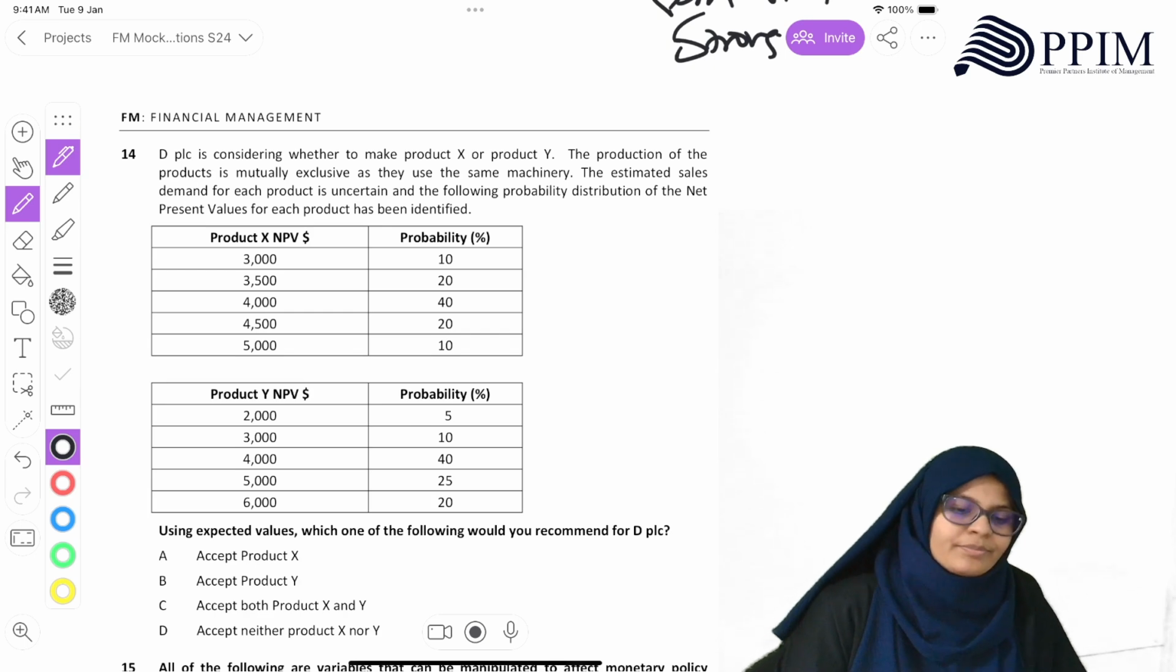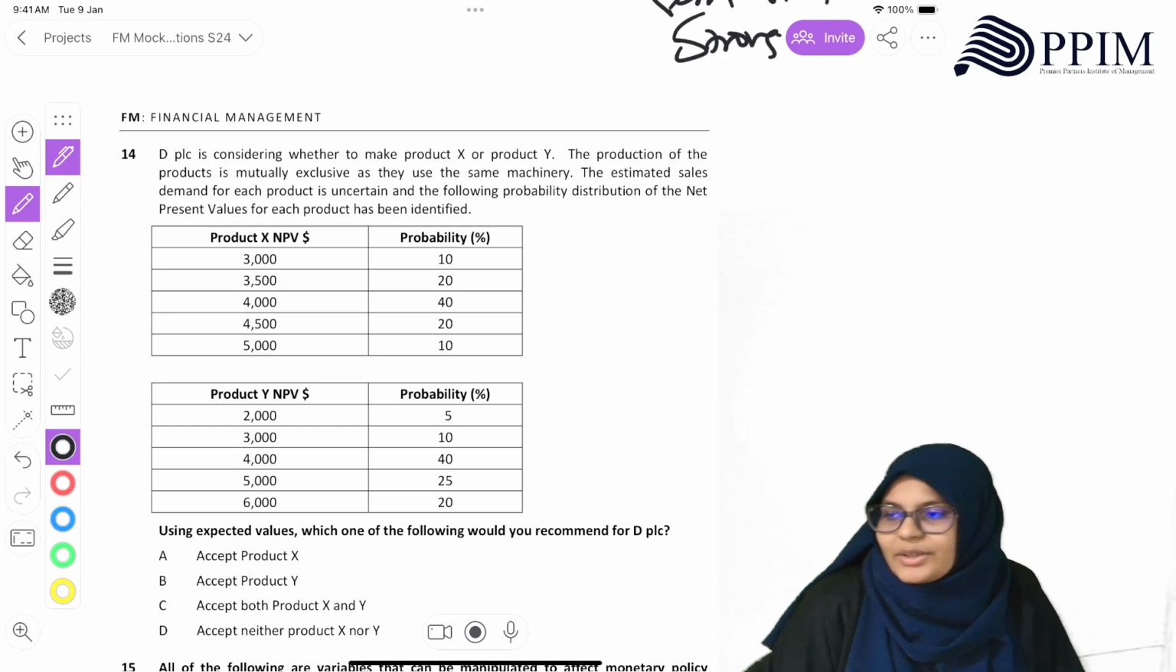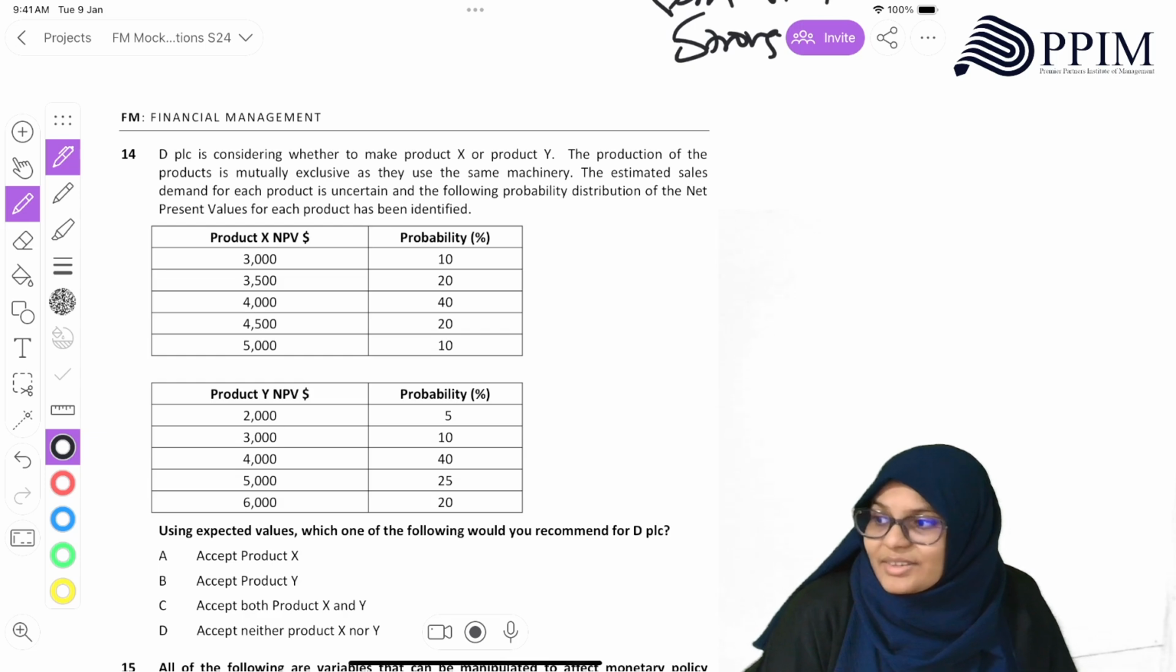Try it out. So throughout in section A we have only had 3 calculations. One was an EOQ, the other one was a purchasing power parity, and now an expected values. Other than that, everything else has been theory.